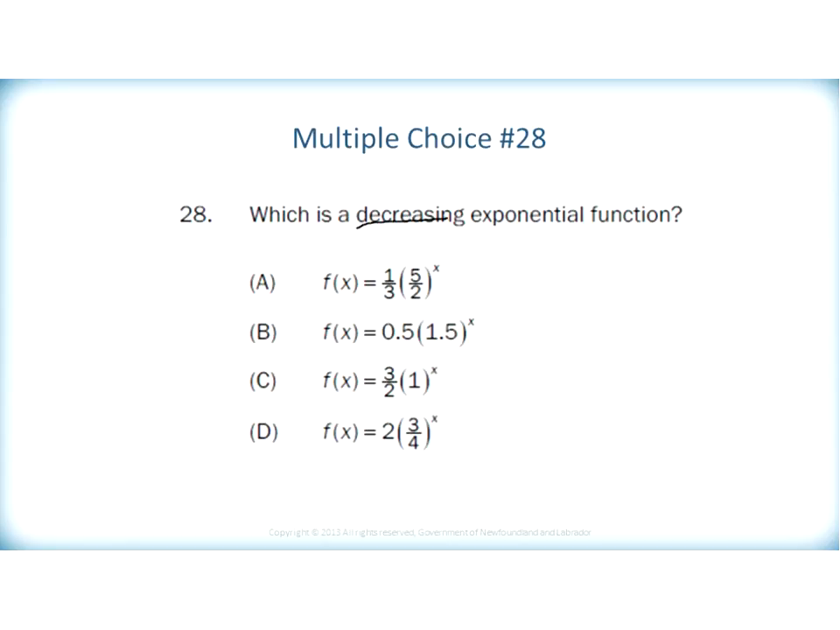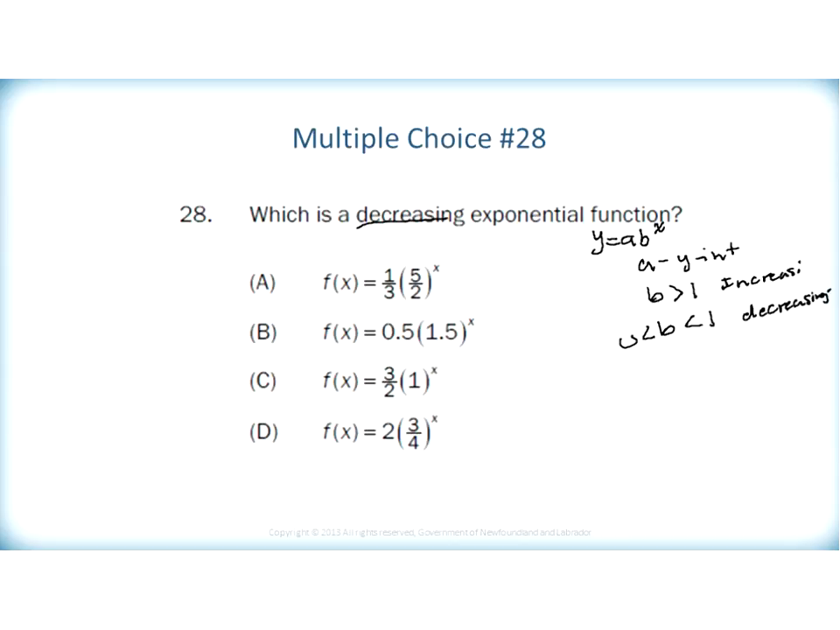And if you remember, an exponential function is of the form y equals a b to the power of x, where a is the y-intercept, or the initial value, and b is, if b is greater than 1, then it's an increasing function. If b is less than 1, greater than 0, of course, then it will be a decreasing function.